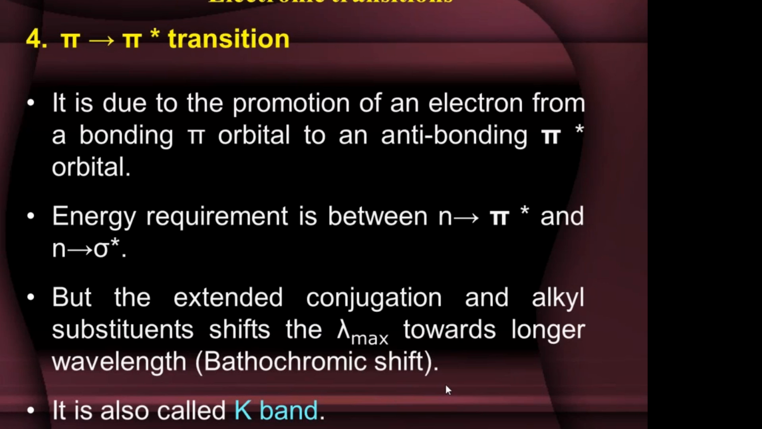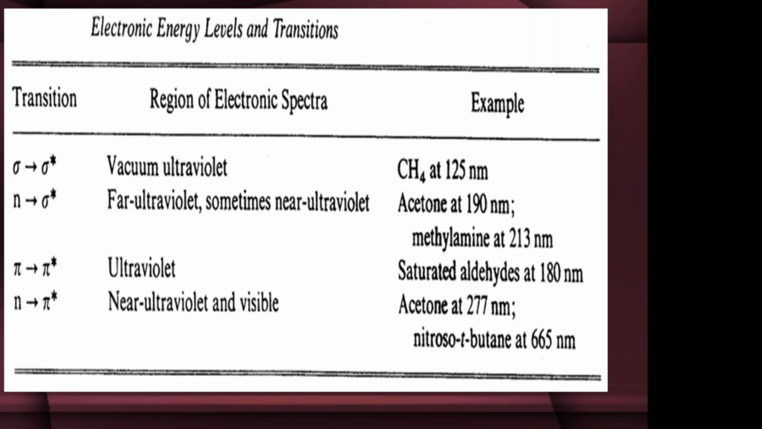This is called bathochromic shift. This also we'll see in subsequent slides. This is called the K band. With solvent polarity, it works the opposite way as n to pi star. So actually the pi to pi star transition with increase in solvent polarity would undergo a bathochromic shift. So these are electronic energy levels and transitions. Here you have the transition column. This is the region of electronic spectra, and these are some examples.